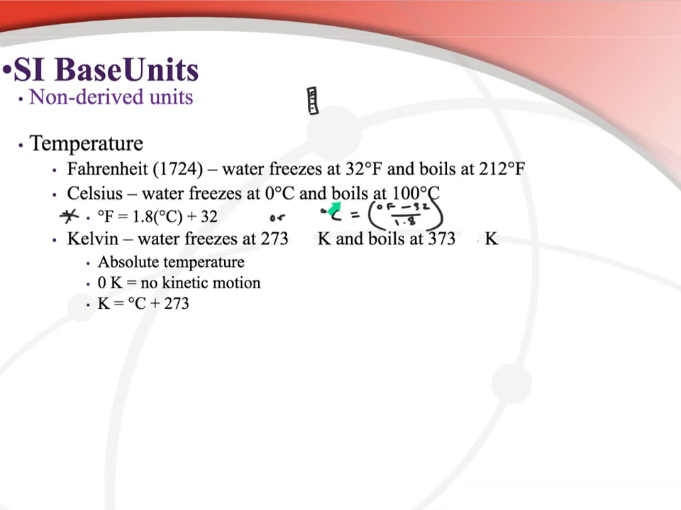Now, this is still helpful, but the problem is we can have negative temperatures in Celsius. We can have negative temps in Fahrenheit as well. But this is not good if you're trying to plug stuff into an equation. Think about it. We just said that temperature is motion, right? It's how fast something is moving, okay?